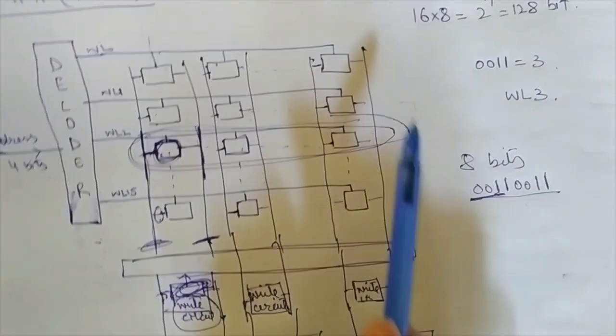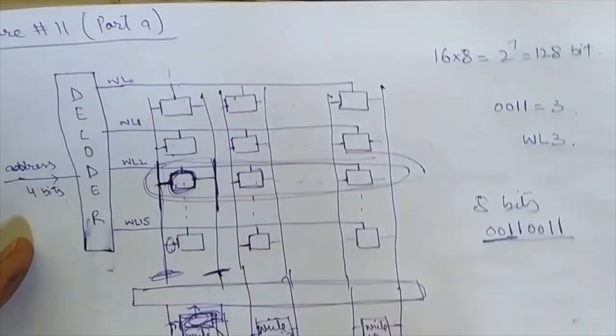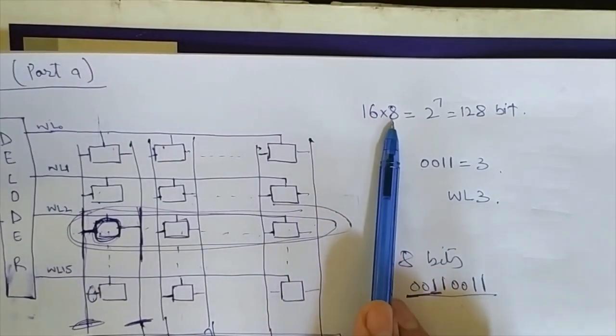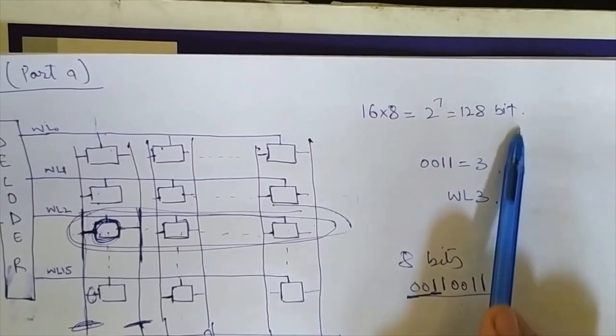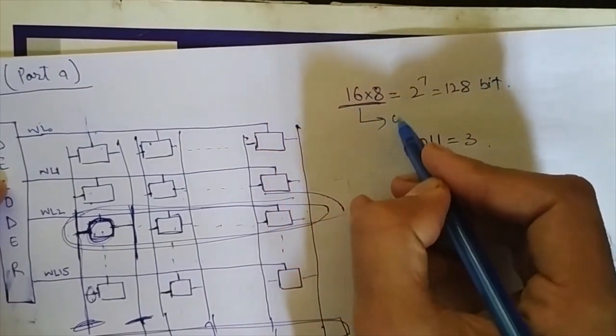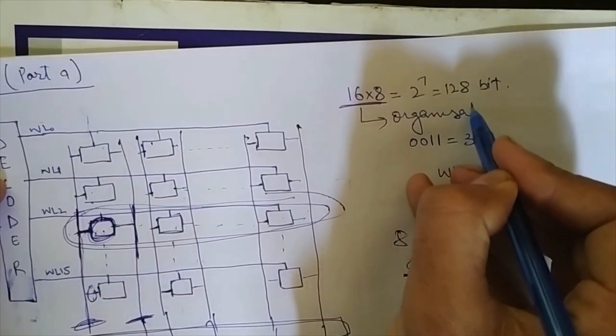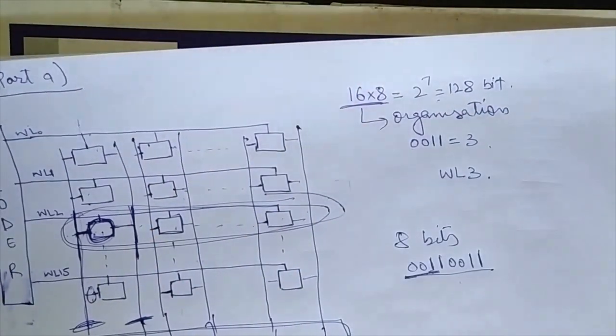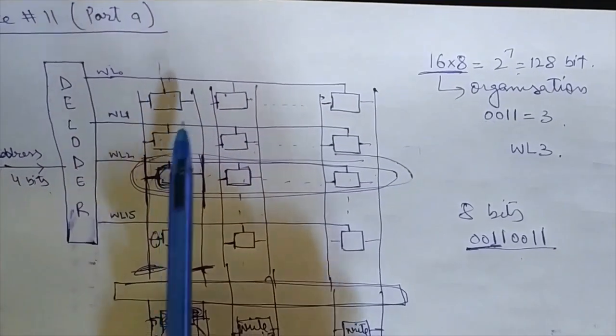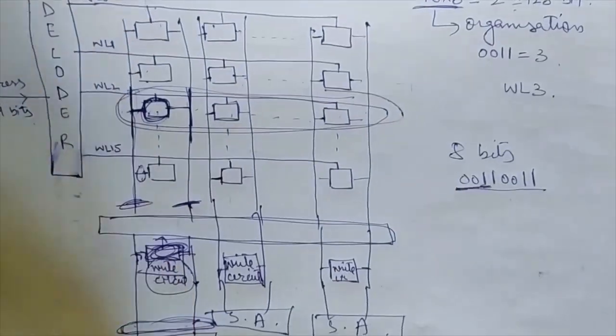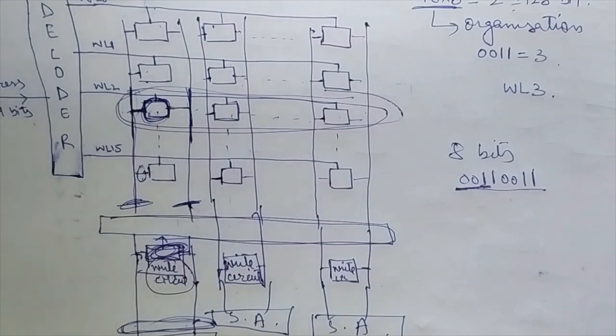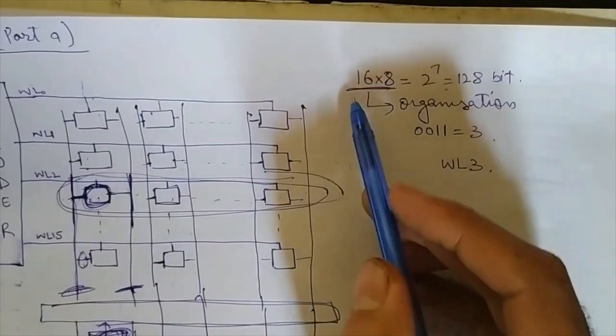Okay, so this is a complete SRAM array that stores 16 into 8 bits, 128 bits, in this organization. This is called a memory organization. 16 cross 8 is the memory organization, where 16 are the rows and 8 is the number of cells that we can read together. So using the same method, we can design a larger memory organization. Here we are making 16 cross 8.